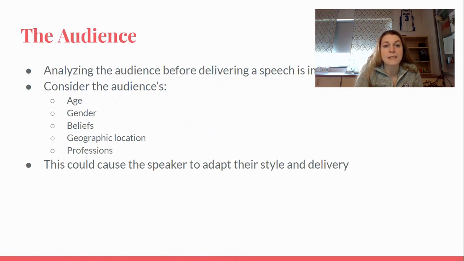The next thing is the audience. So you need to know your audience before you prepare for your speech because it's going to determine a number of things. You have to consider the audience's age, gender, beliefs, geographic location, professions, that sort of thing.